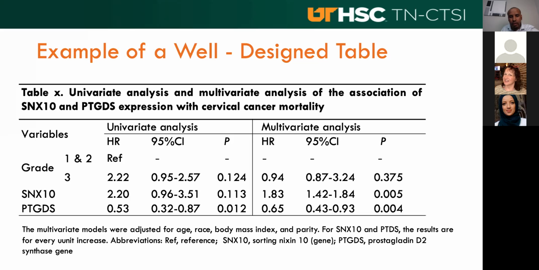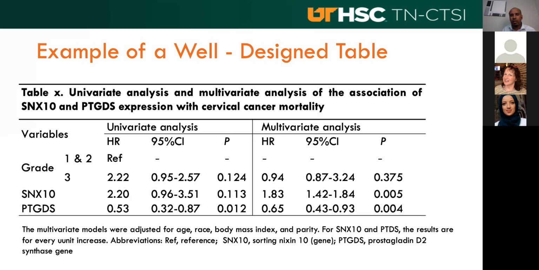So in this table, we have one line at the top and another line below the title. And then we have one internal line and one line at the end. Also, we separate the two types of analysis, or the two models, the univariate model and multivariate model. And as you see, the title is: Table X, univariate analysis and multivariate analysis of the association of SNX10 and PTGDS expression with cervical cancer mortality.